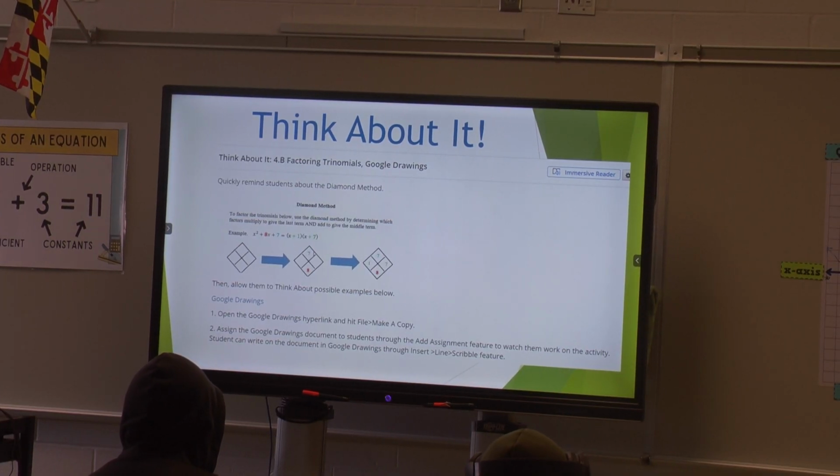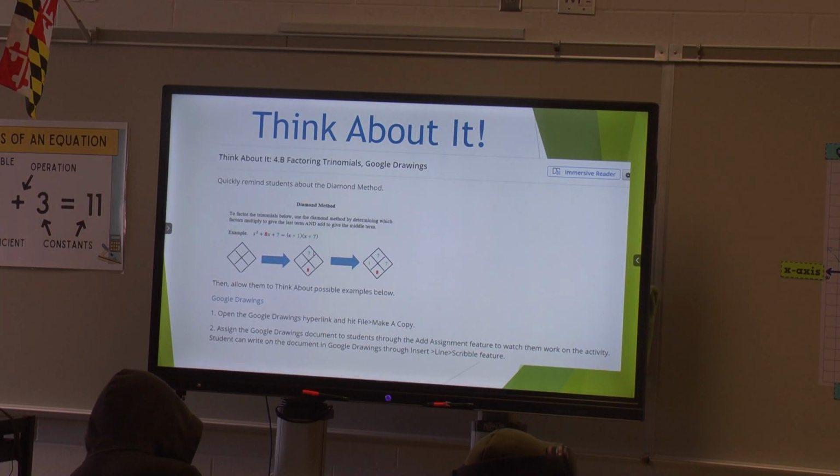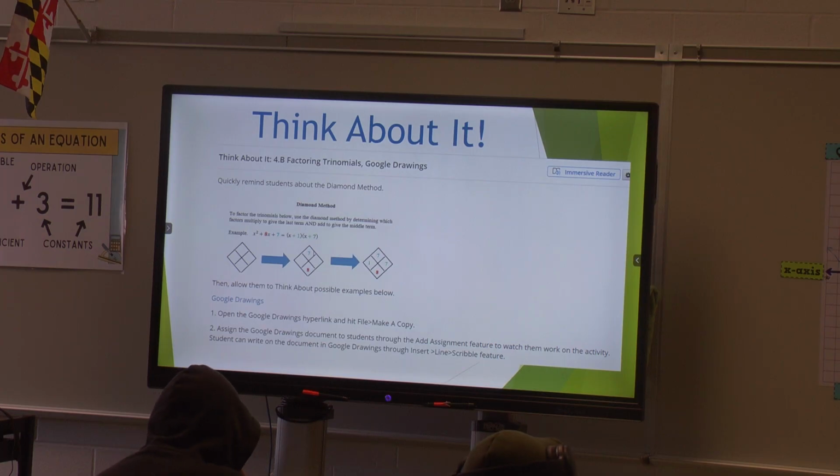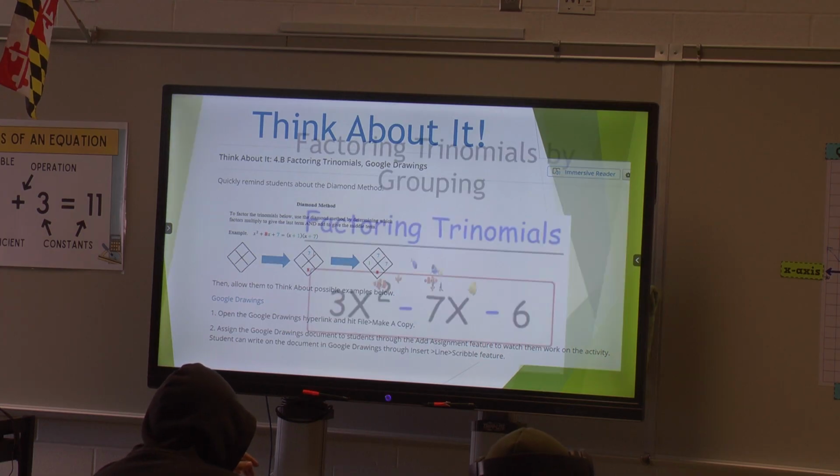So think about it. It says right here we're talking about factoring trinomials, and we're going to use Google Draw. Make sure you remember that you're going to be able to use this program when we have to solve when we get to our factored form. Remember, our factored forms are where we have two sets of terms inside parentheses. We're going to come back to this, but I wanted you to start to think about this as we're going into factoring trinomials.